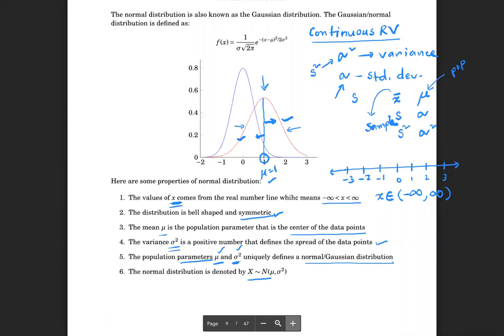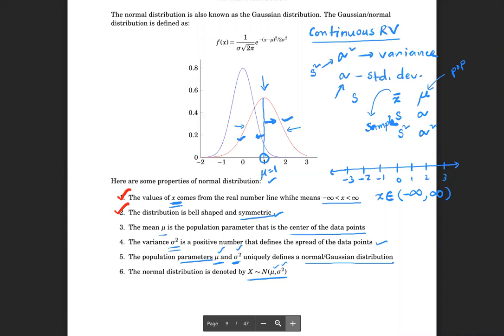X is a random variable that is normally distributed with mean mu and variance sigma square. That's what it is. So just to summarize the properties, X comes from the number line. The distribution is symmetric. That means the left half is a mirror image of the right half.